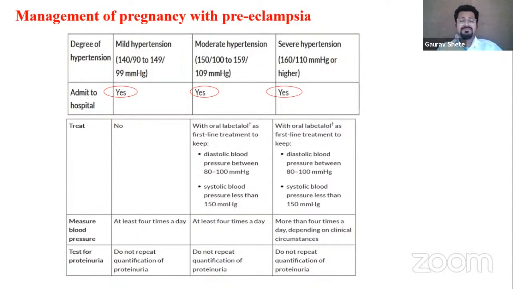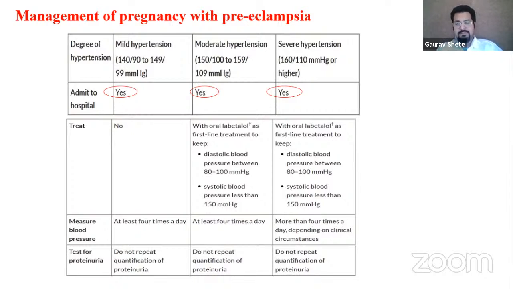Such kind of patients, you need to admit those kind of patients immediately, and you have to give a prophylactic dose of magnesium sulfate. Okay, loading dose of magnesium sulfate has to be given to avoid seizures. Okay, if the pregnancy is less than 26 weeks, you will have to consider termination of pregnancy regardless of whether the viability of fetus is there or not.